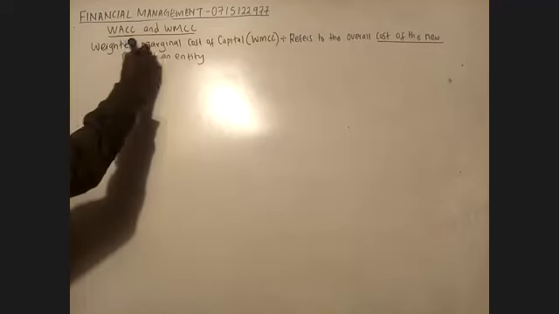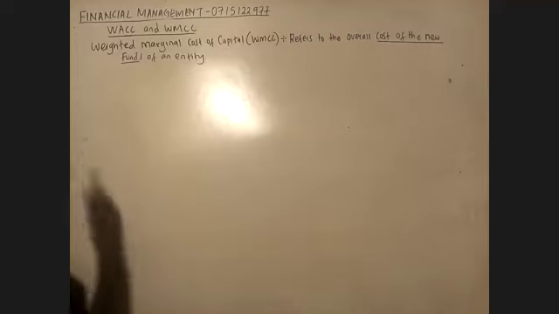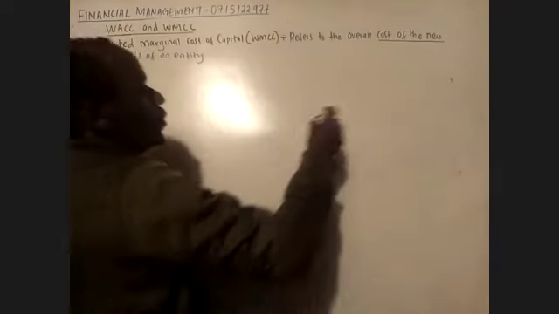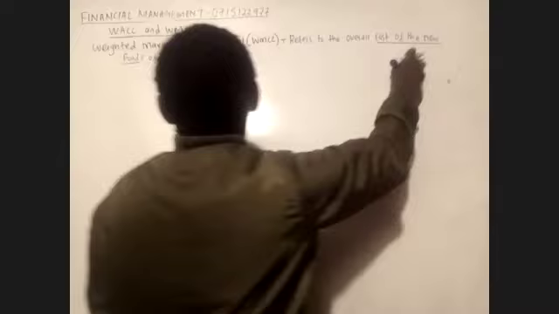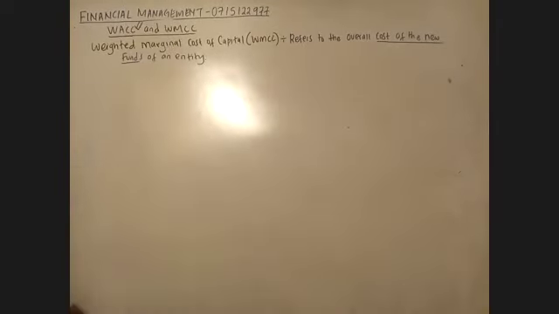Remember, when we talk about WACC, it refers to the overall cost of the existing funds. But when we talk about the weighted marginal cost of capital, we are talking about the overall cost of the new funds. So the keyword here is the word new funds. It must have the word new. For WACC, the keyword is existing funds.